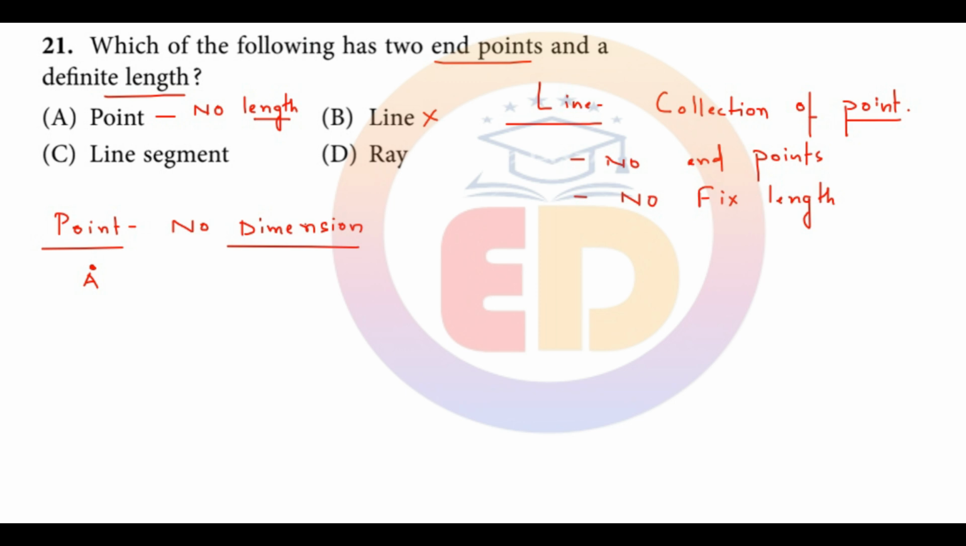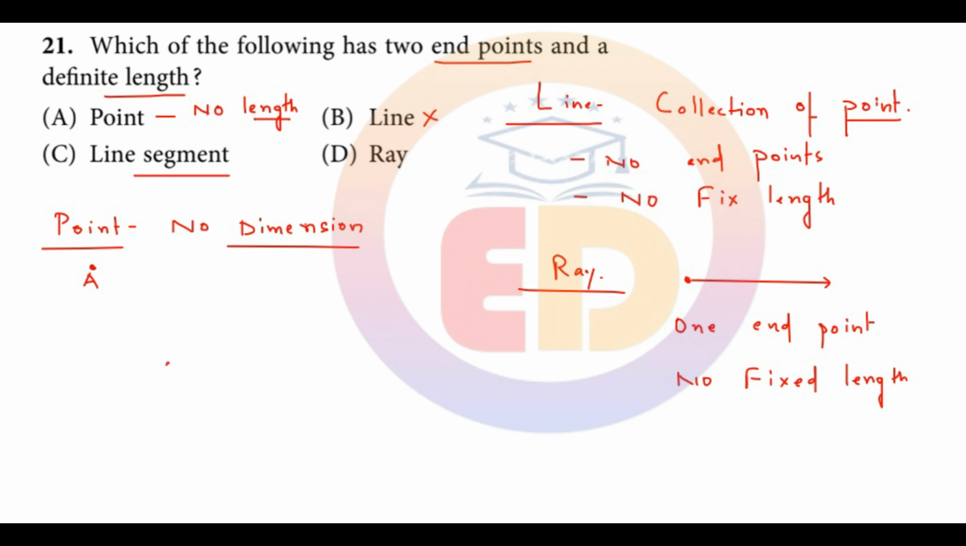Ray. Now rays having one end point and its another side extends indefinitely. So ray has one end point, but it also has no fixed length because its other side keeps extending indefinitely. So it also has no fixed length. I've given the example sunlight, torchlight. Fourth one, line segment. This is the answer.